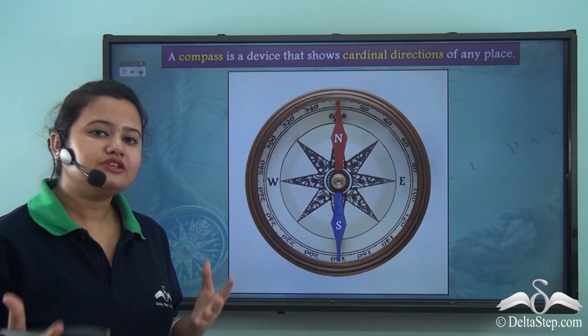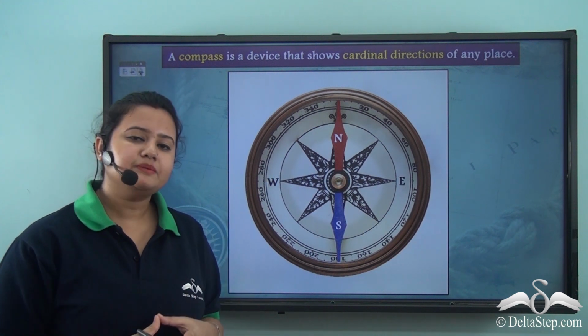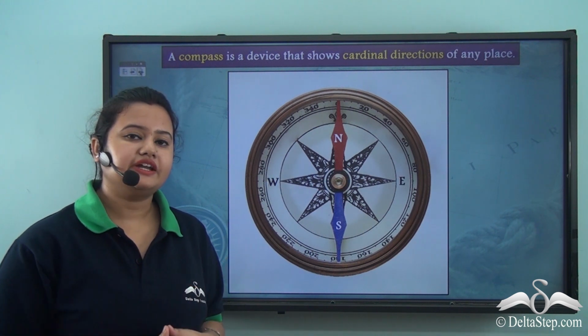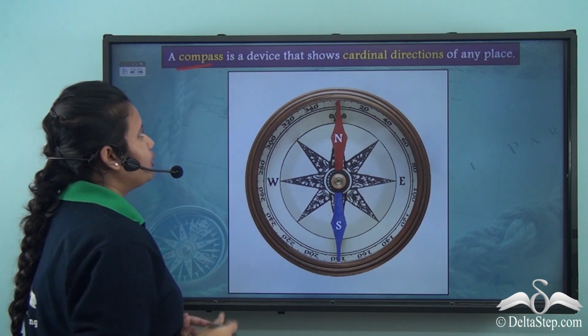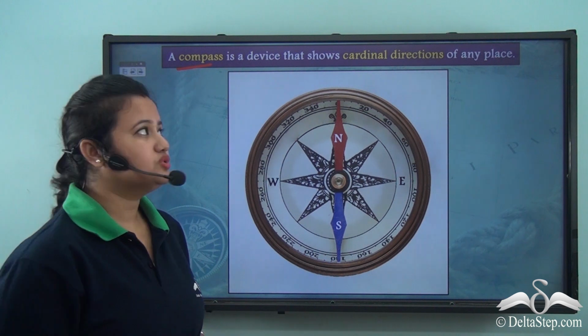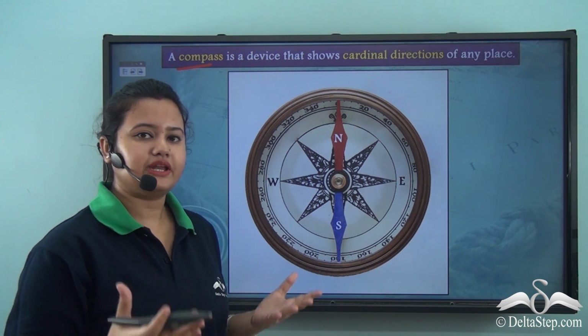Well, there is an instrument or a device that helps us to determine the direction of any place, and it is known as compass. So compass is a device that shows direction of any place.